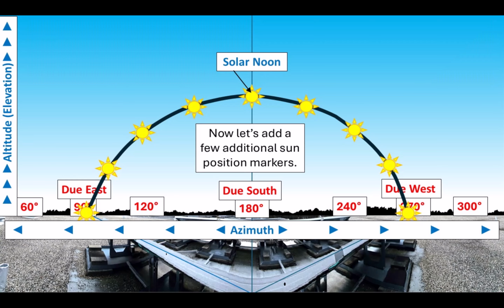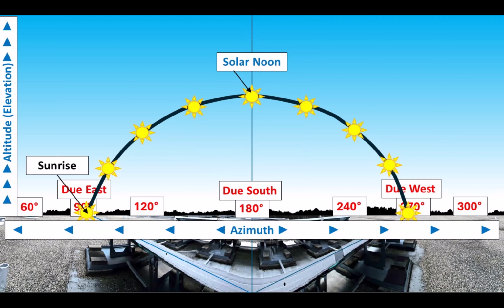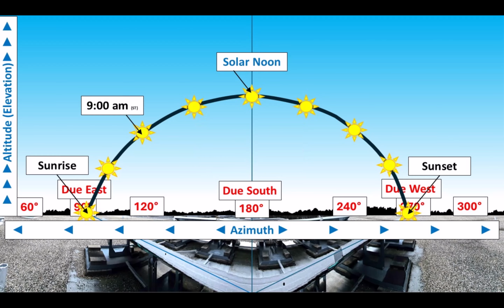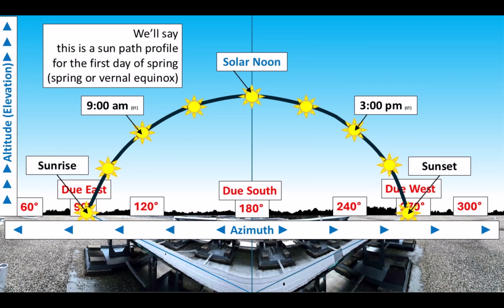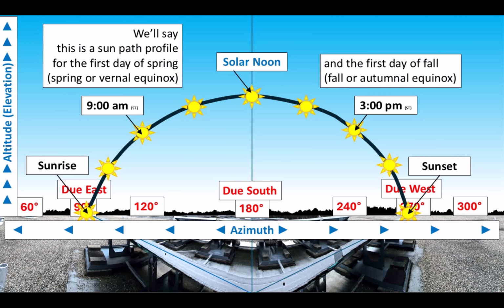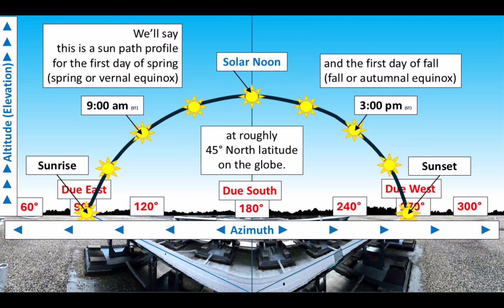Now let's add a few additional sun position markers. Sunrise, sunset, 9 a.m., 3 p.m. We'll say this is a sun path profile for the first day of spring or vernal equinox, and the first day of fall or autumnal equinox, at roughly 45 degrees north latitude on the globe.